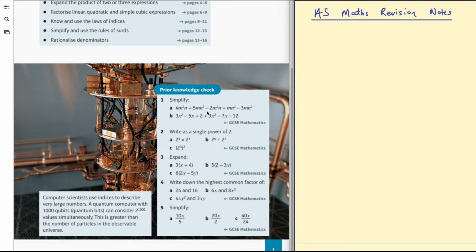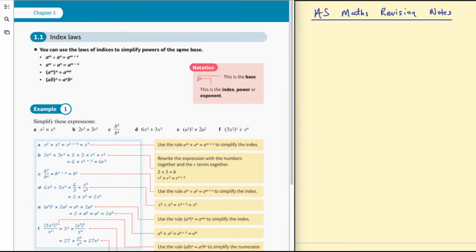So can you recognize the like terms there? And this one here is index laws, basically 2 to the power 5 multiplied by 2 to the power 3, the same base, you add the powers. So this will be 2 to the power 8. As I said, I'm not going to go through everything, so let's get stuck into the work here.